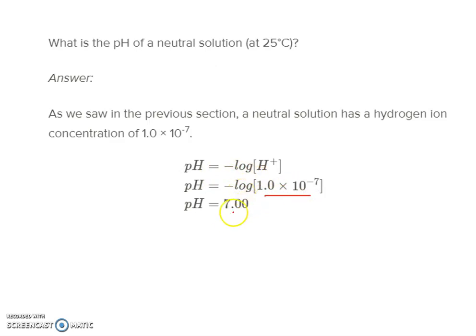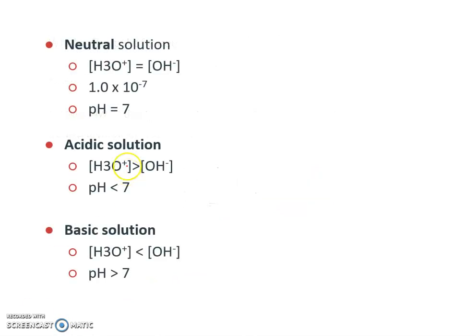If you take the negative log of that, you get 7. Notice the 7 and the 7. All right. And so what this means is when we think about pH in a neutral solution where these two are equal, we get this concentration, we get a pH of 7.